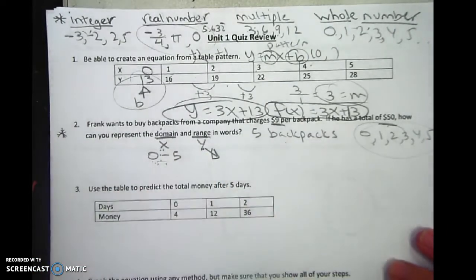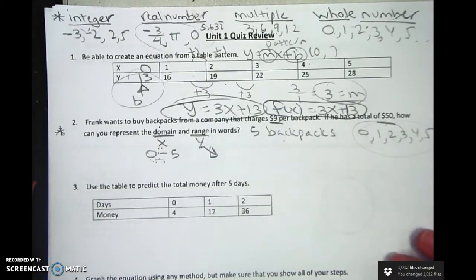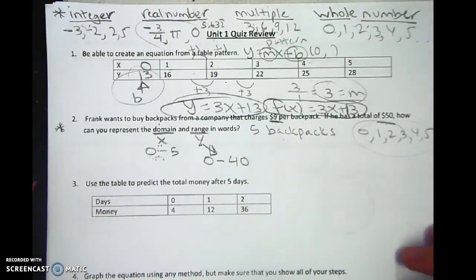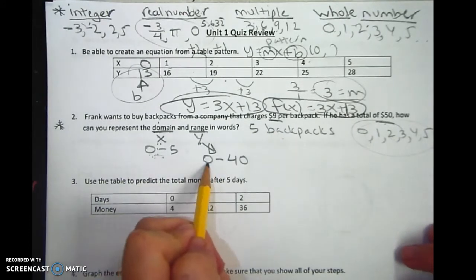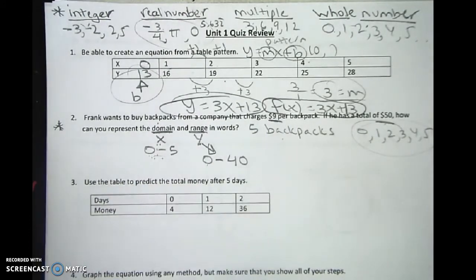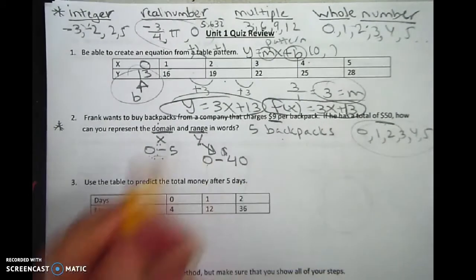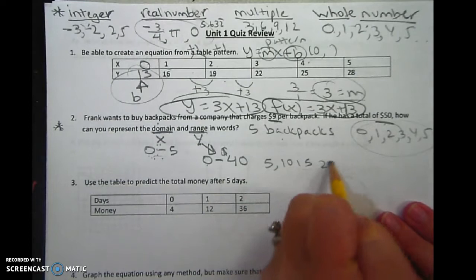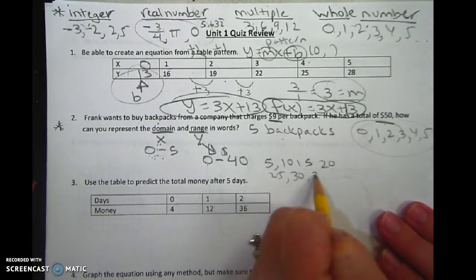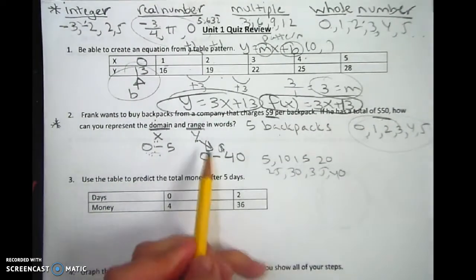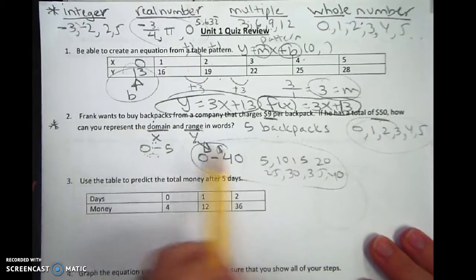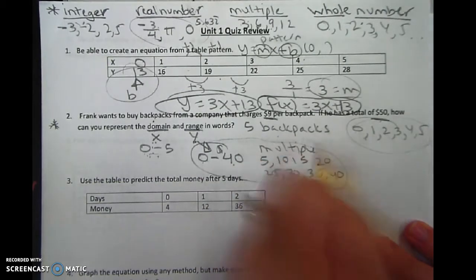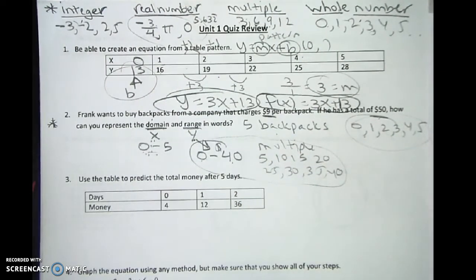Now my range is how much money I'm going to spend. Okay. So I know that I can spend between $0 and $40, okay? Now, I know that I can spend between 0 and 40, but can I spend $3? No, because a backpack is $5, which means I can either spend $5, 10, 15, 20, 25, 30, 35, 40. So that means I could spend between 0 and $40 with a multiple of 5. Okay, so just keep that in mind.